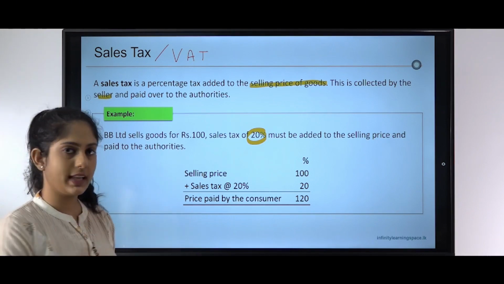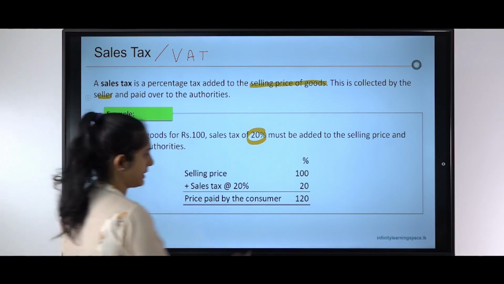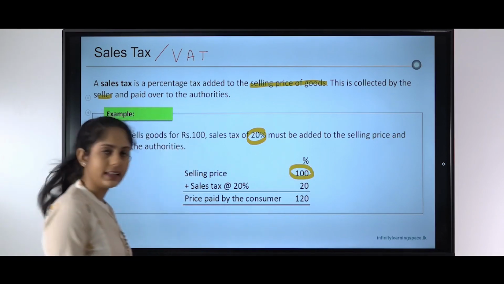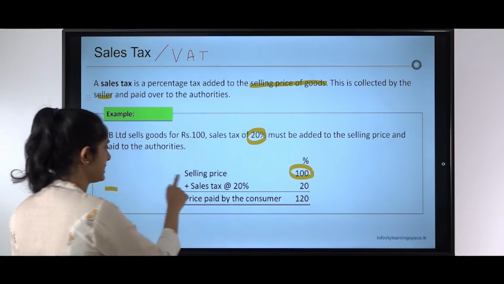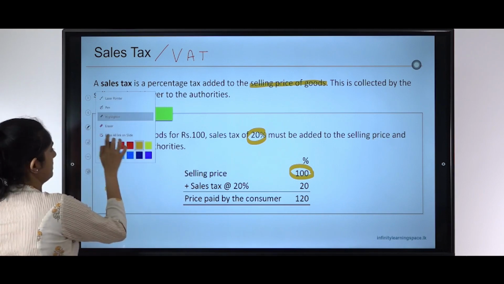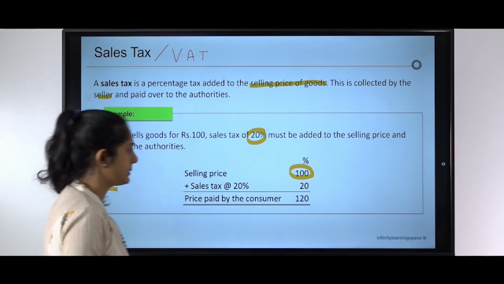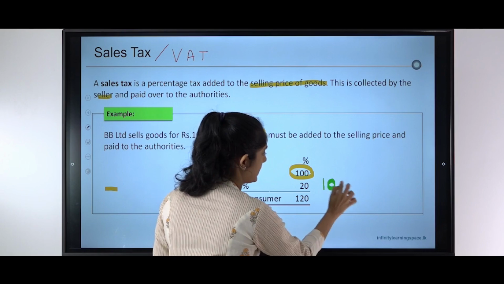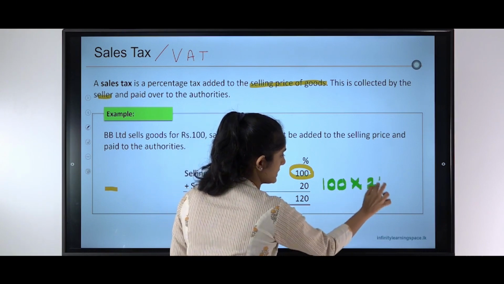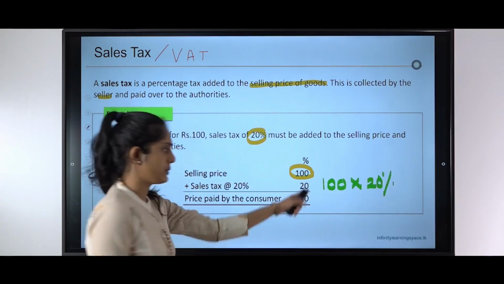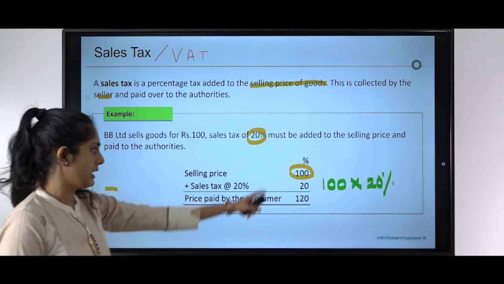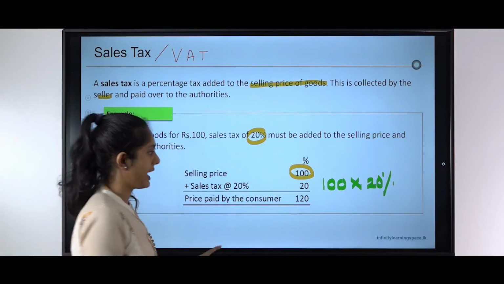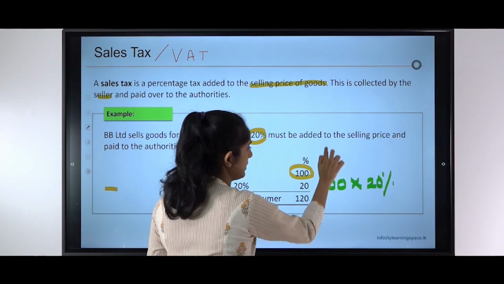So how much should they collect from us? If the selling price is 100, to that they add 20%. If you calculate, it's 100 into 20%. That's this 20 that they add. So if the price, let's say, was 100.